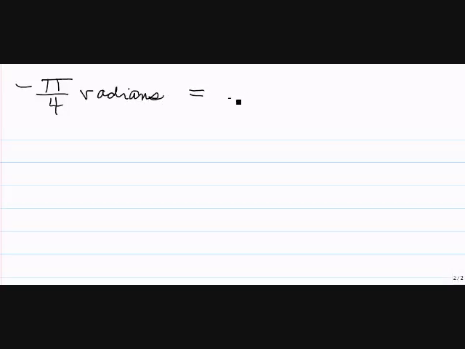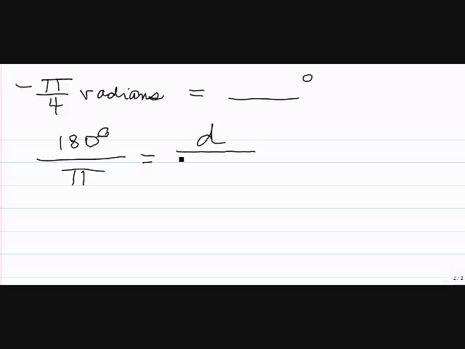And I want to change that to degrees. Well, I'll use the same kind of conversion. 180 degrees is pi radians. How many degrees is negative pi over 4 radians? Let me do a little cross multiply here.